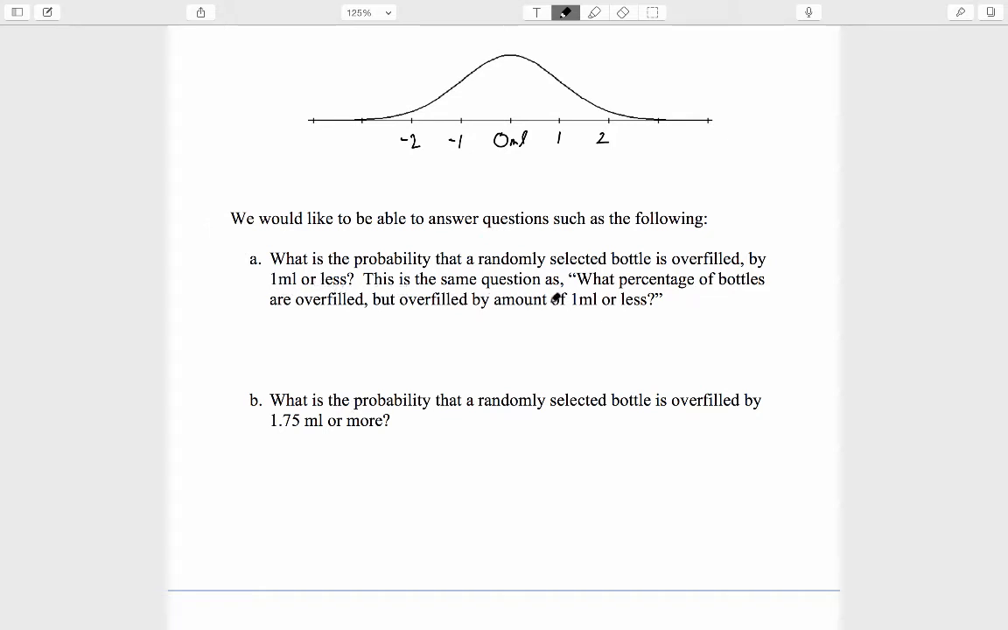So this is the same question as what percentage of bottles are overfilled, but overfilled by an amount of 1 milliliter or less? Another kind of question we'd like to be able to answer is what is the probability that a randomly selected bottle is overfilled by 1.75 milliliters or more? Now, this is a truly new kind of question for us, because so far, we've only found probabilities involving whole numbers of standard deviations away from the mean. Now we have a non-integer number of standard deviations away from the mean, so we'll need to see how to handle this.